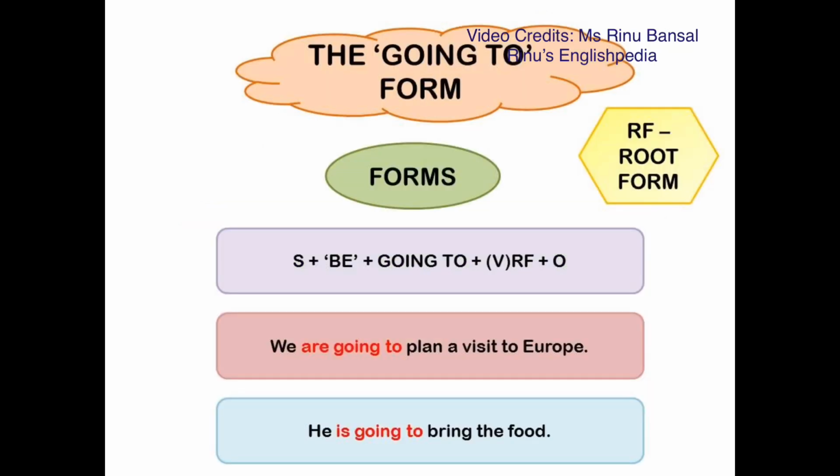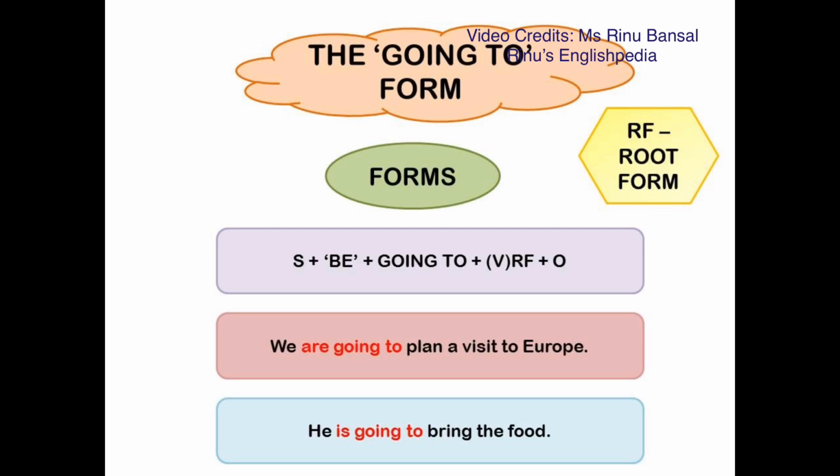We will now discuss the going to form. The structure of the going to form is subject plus the verb be plus going to plus root form of the verb and plus the object. For example, we are going to plan a visit to Europe. Please remember, the form of the verb be will change according to the subject. Another example is he is going to bring the food.